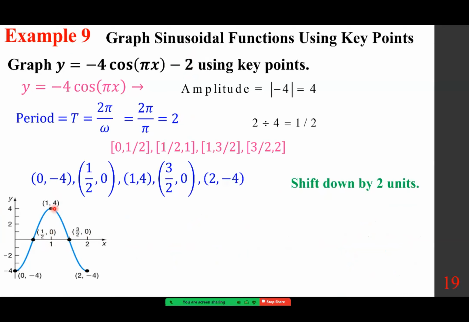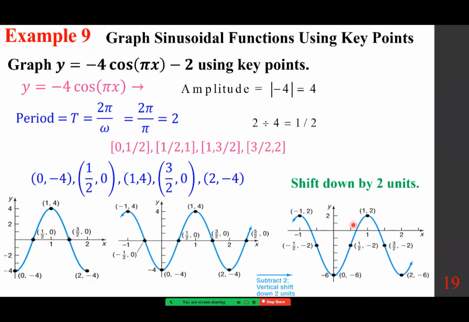But the main part now, of course, is how do you work with this negative to take everything down by 2? For example, this becomes (1, 2). I hope you see that. This becomes (0, negative 6). This becomes (2, negative 6). You're going down by 2. (1/2, negative 2), (3/2, negative 2). So look at just those 5 points, and take them down by 2, and the rest of it. So take a look at those 5 points again.